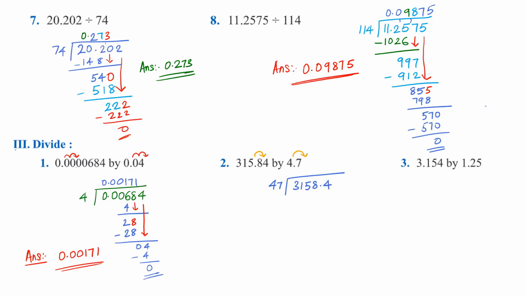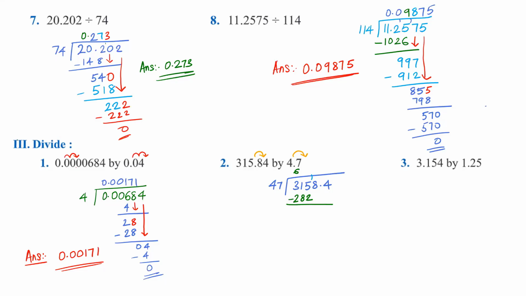Now let's do this. First we can take 315. Now, is 315 divisible by 47? Yes. By how much? You can do it by 6. Yes, 6 will do. So I'm writing 6 here. Now 47 into 6, you will get 282.